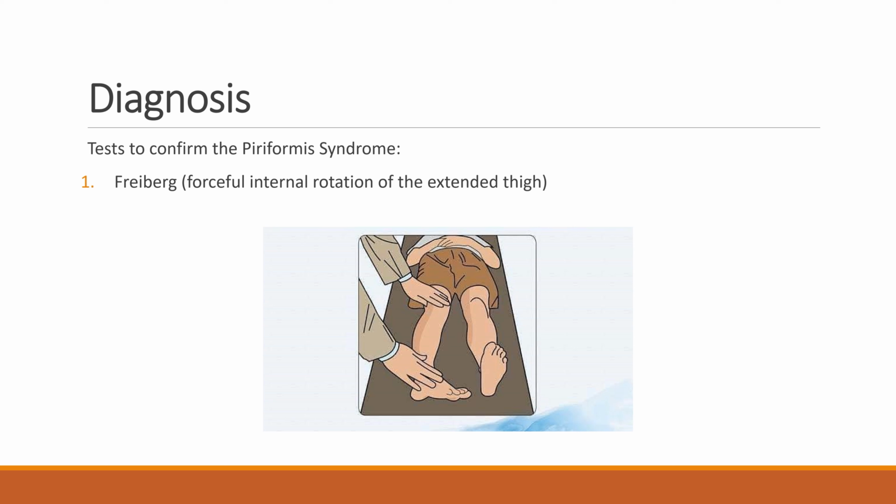For the diagnosis part, there are several tests that we can perform to confirm the piriformis syndrome. So, the first one will be the Freiberg sign. In this sign, the patient will be in supine position, and the therapist forcefully internally rotates the patient's extended thigh. And if it causes pain in the deep gluteal region, then this test is considered positive for piriformis syndrome.